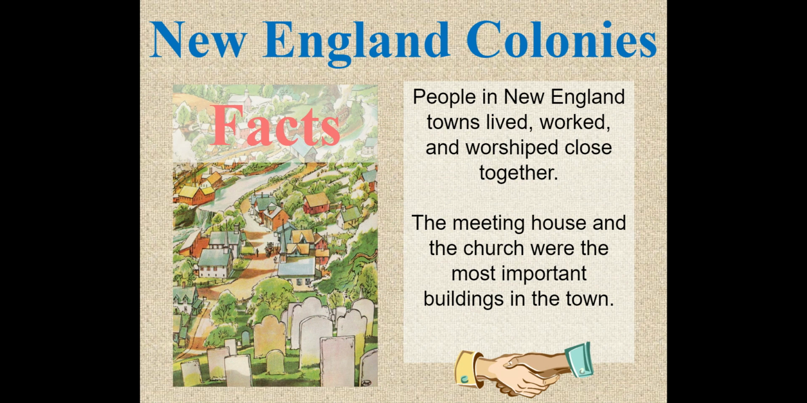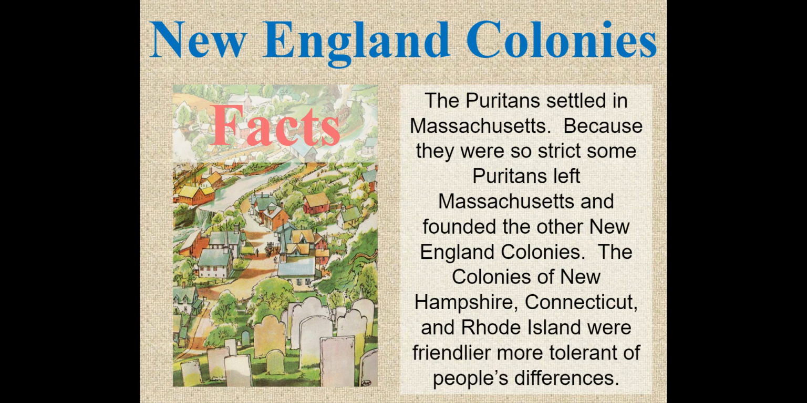All right, so New England. People in New England lived in towns. They worked and worshipped close together. The meeting house and the church are the most important buildings in the town. And here you can see a little tiny town that could resemble what a New England town might have looked like back in colonial days.